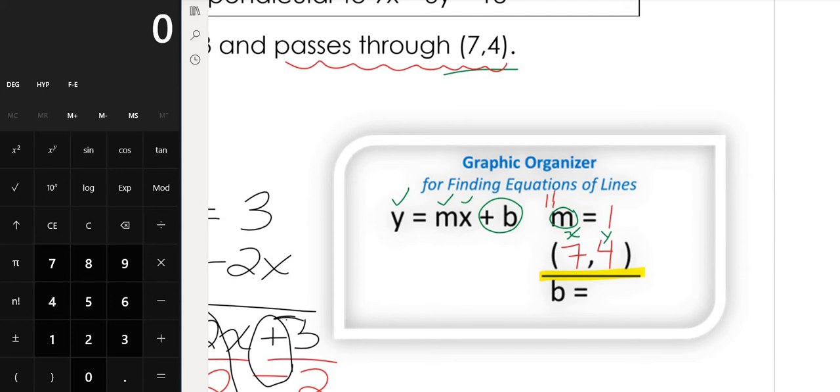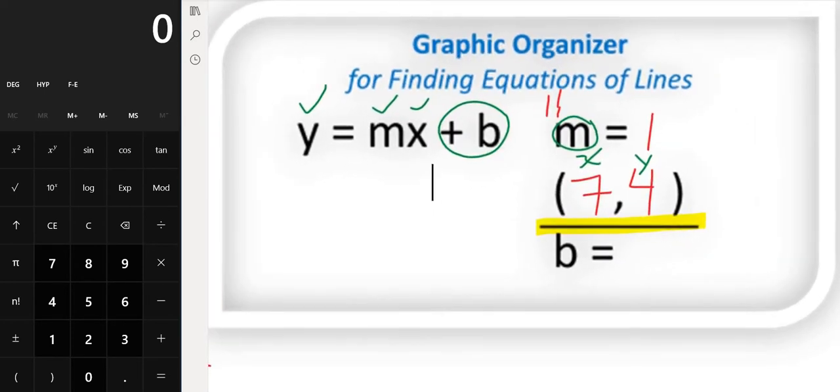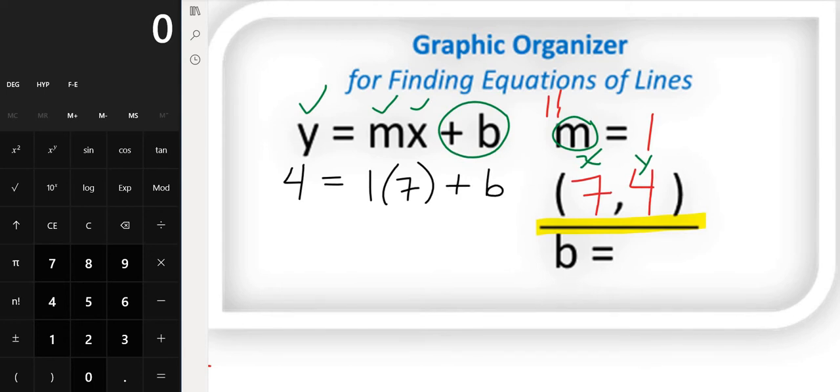So zooming in on this, here we go. My y value is 4 equals, my slope is 1, my x value is 7, plus b, because that's what I need to solve for. I don't know what my y-intercept is. Okay, let's continue. 4 equals 1 times 7, which is just 7, plus b.